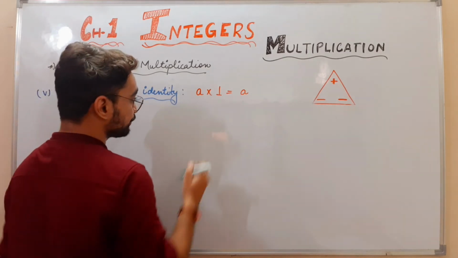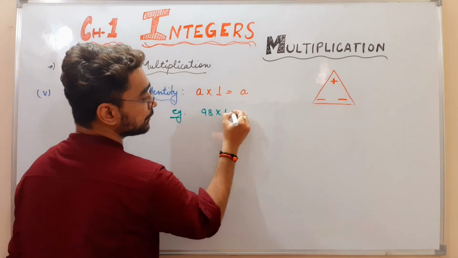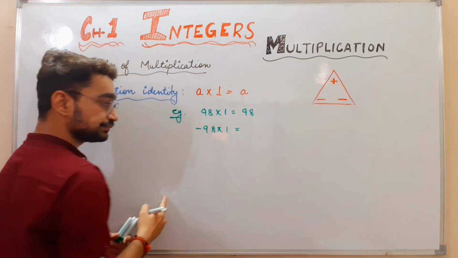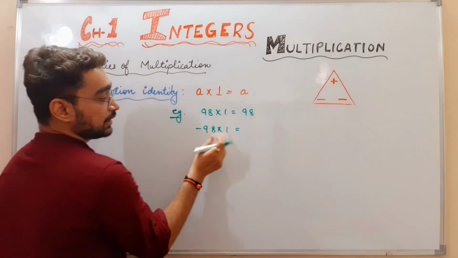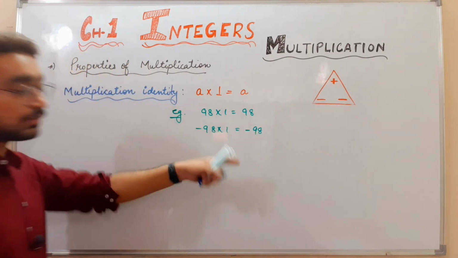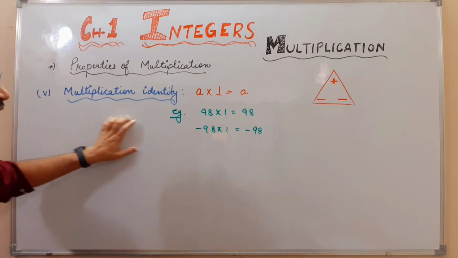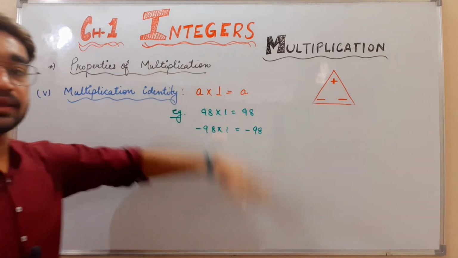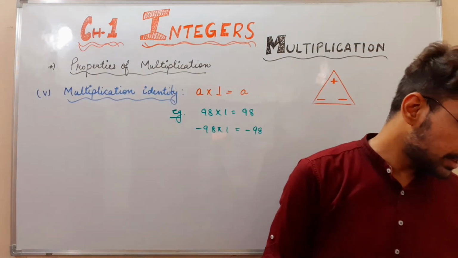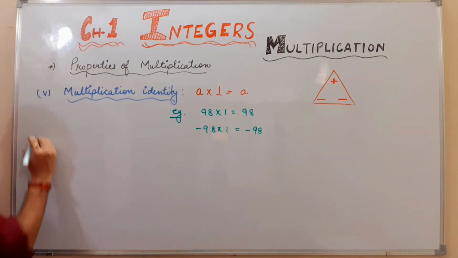Check it how. Example, what is 98 into 1? 98. But what is minus 98 into 1? 98 into 1, 98. One is negative, one is positive, answer will be minus. So minus 98, right? So multiplication identity says that whatever number we are taking, if we are multiplying it by 1, we are always getting the same number. One more property is there, multiplicative inverse.